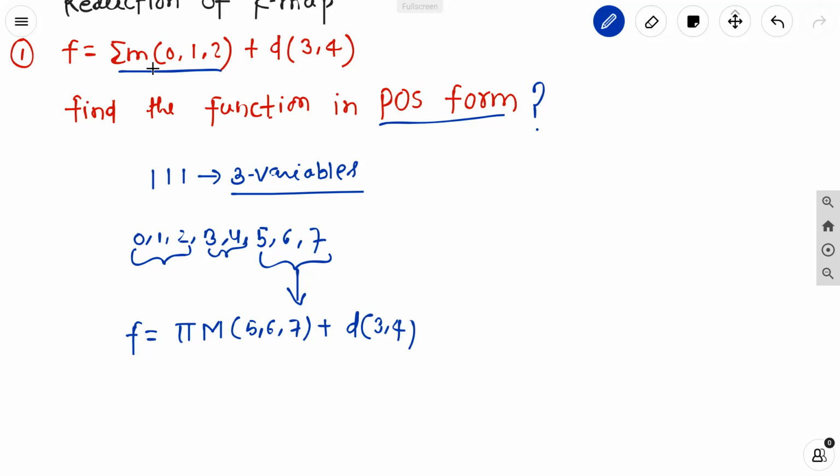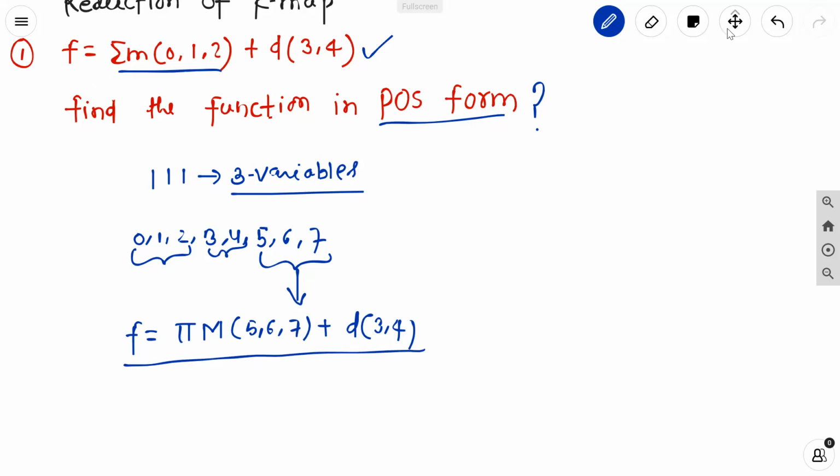So if the min terms are 0, 1, 2, and two terms are don't care, that is 3 and 4, what remains is 5, 6, 7. It means 5, 6, 7 are considered max terms, and the don't cares remain the same. Whatever don't cares were available with the min term function will be the same for the max term function. So this function can also be written this way, and its meaning is the same as the function given in the question.